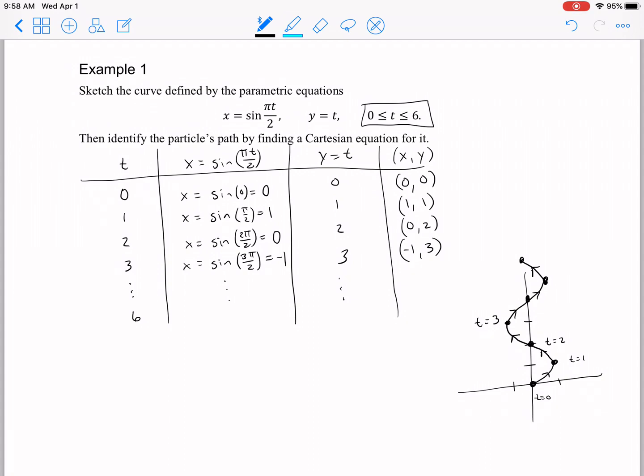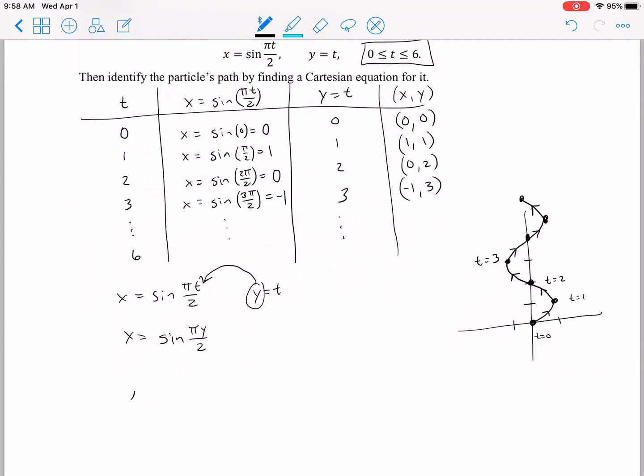If we go ahead and do substitution, we can see here that y is equal to t. So since y equals t, we can substitute that in to the sine of pi t over 2. We can take that and substitute in for t, and we'll get that x equals sine of pi y over 2. And you see, there's your sine function right there. But notice this is not a function. It fails the vertical line test.